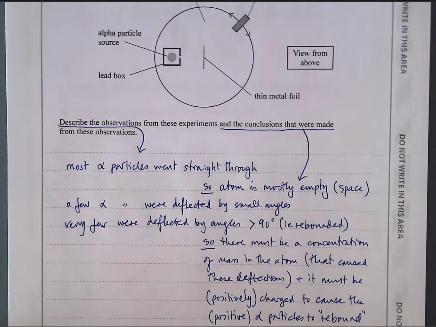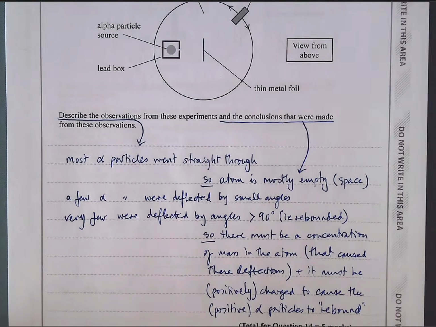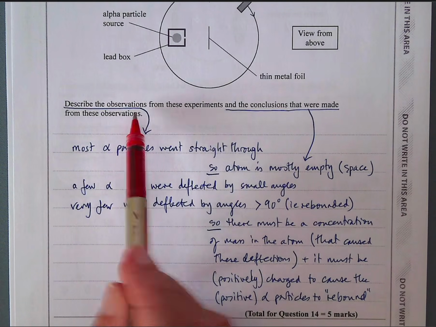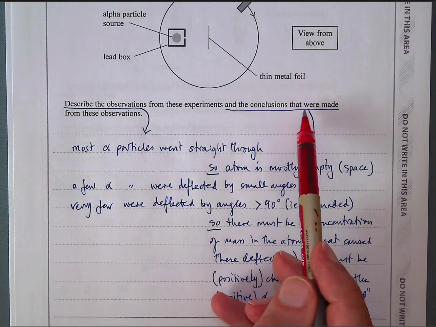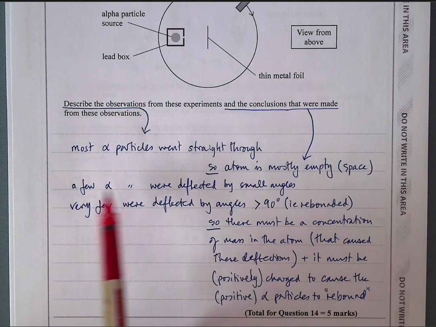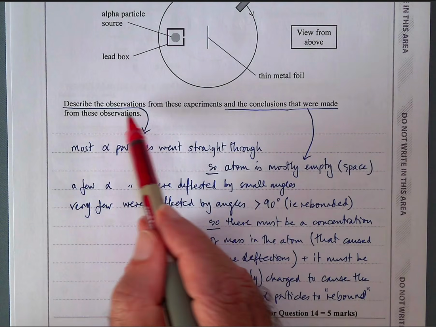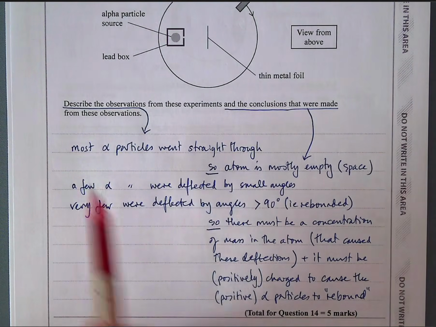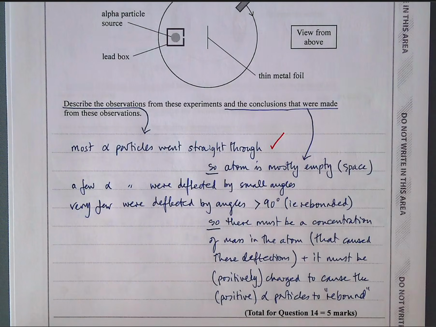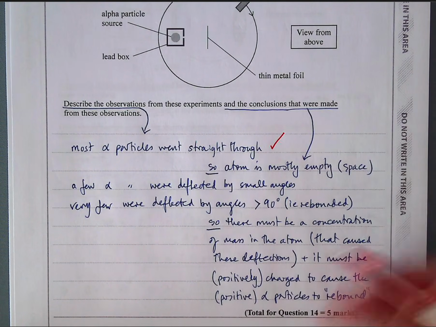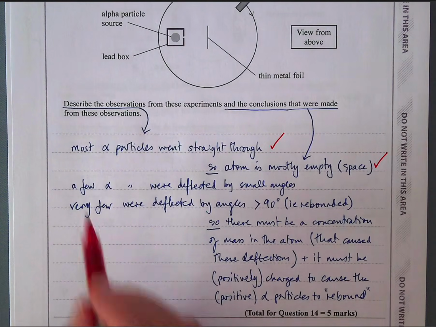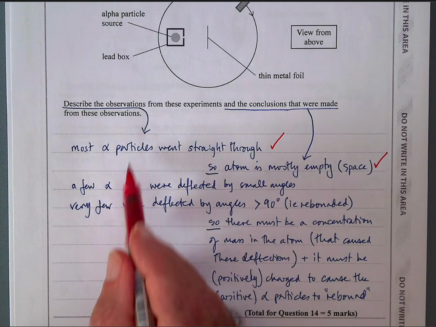Okay, so they want you to describe the observations and the conclusions that resulted from the observations, that they came up with. So I put the observations on this side and I put the conclusions on that side. Most alpha particles went straight through, 1 mark. That's an observation. So the atom must be mostly empty space. First conclusion. A few alpha particles, this means ditto.